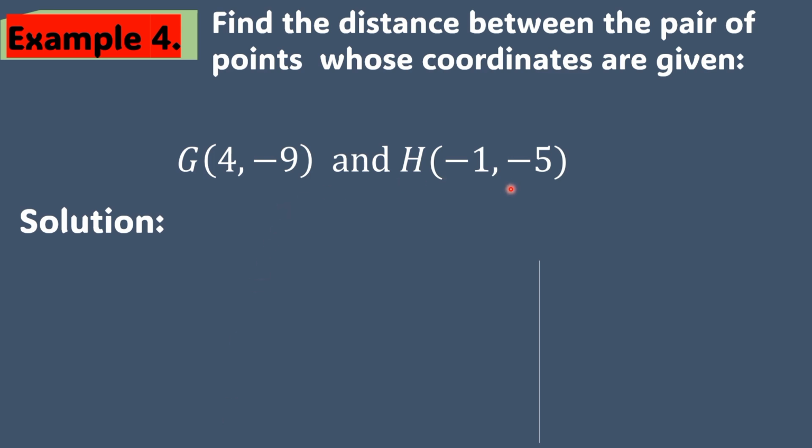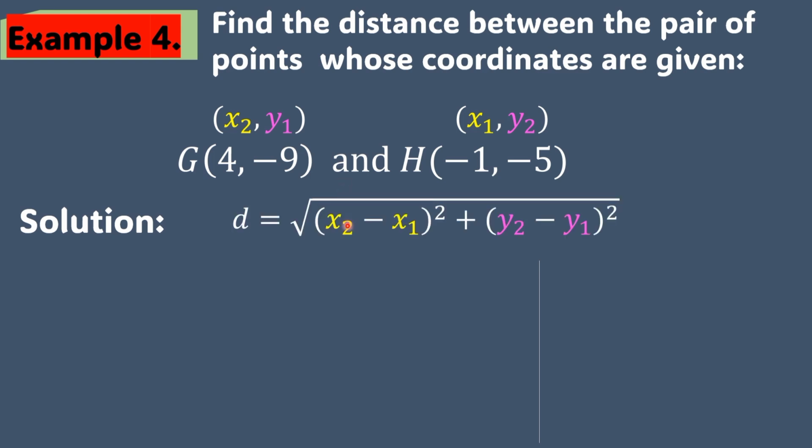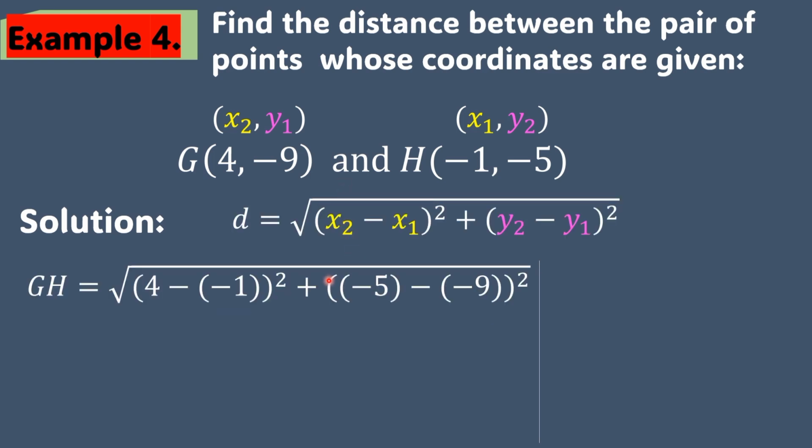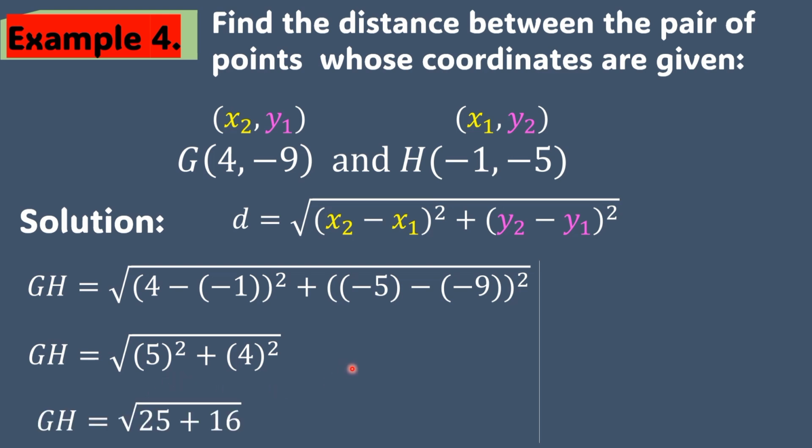Number 4. Find the distance between the pair of points whose coordinates are given: G, negative 4, negative 9, and H, negative 1, negative 5. Assigning this pair of coordinates as x sub 1, y sub 1, and the other pair as x sub 2, y sub 2. By the distance formula, substitute the given to get the distance GH is equal to the square root of 5 squared plus 4 squared, which is the square root of 25 plus 16, and therefore the distance GH is equal to square root of 41 units.